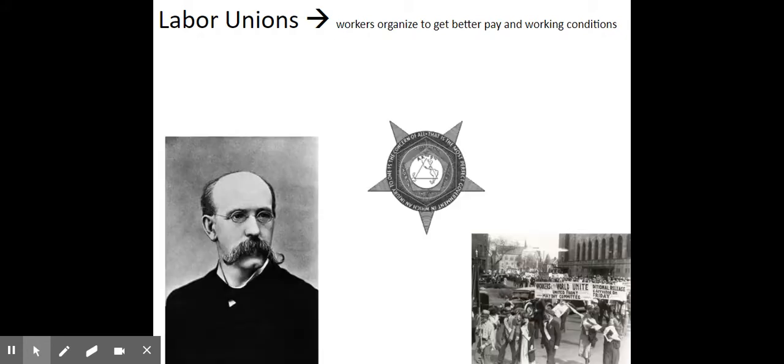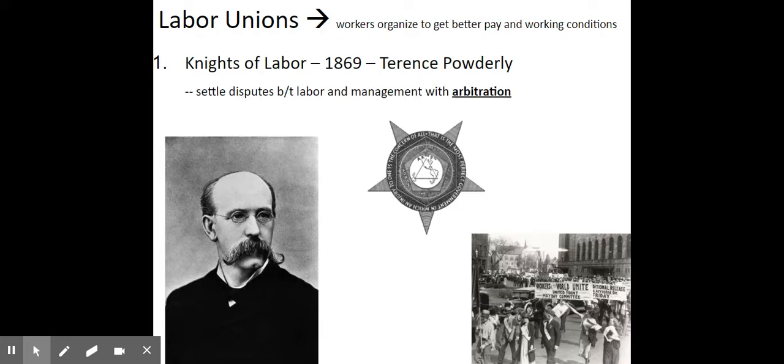So what we're going to look at today are three of the key labor unions that formed during this period of time. The first one, this is the oldest one. It's the Knights of Labor. It was founded in 1869 by Terence Powderly. Its main tool is something called arbitration. All right. They hope to settle disputes between labor and management with arbitration.